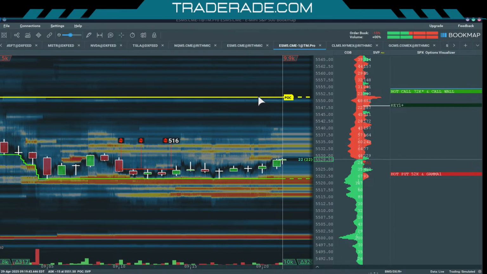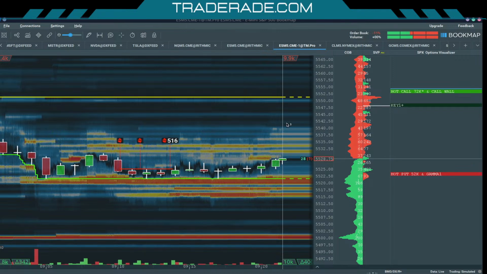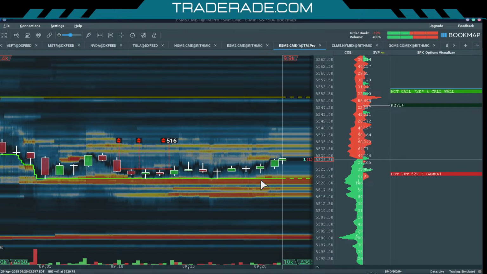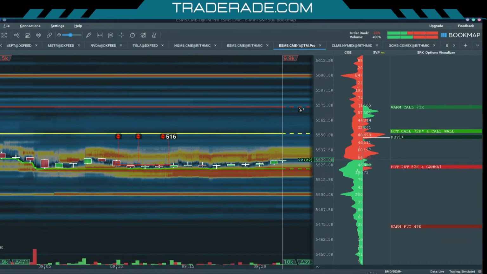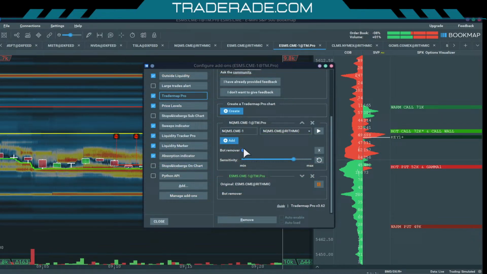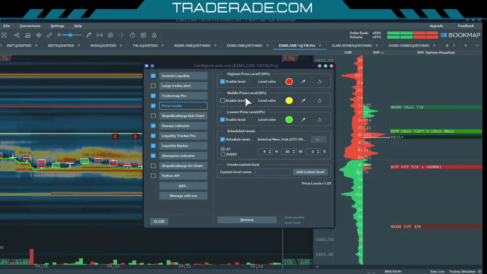Now this yellow line here, this is the point of control. That's where the majority of transacting has happened over the session. This green line below, this is the lowest price. You'll also have a red line above showing the highest price. That resets at 9:30 a.m. to make it easier for me to track highs, lows, and the opening range. And that's a very easy to use plugin that you can add in as well. And it's just called price levels. And I disabled the middle price level. I just have the highest price level, lowest price level, and the reset every day at 9:30 a.m. Eastern.